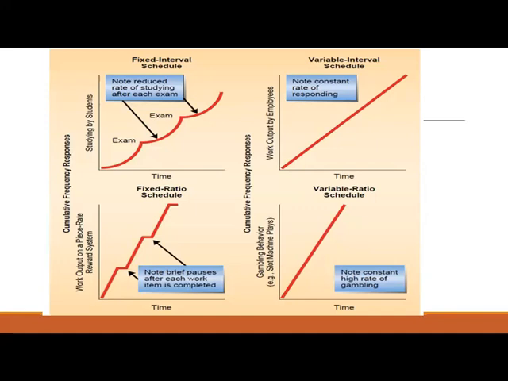In the fixed ratio schedule, where the work output was in a piece rate reward system, after each work is completed, we can see a very brief pause. And in the variable ratio schedule, we can take an example of gambling behavior, and we can see that there is a constant high rate of gambling.